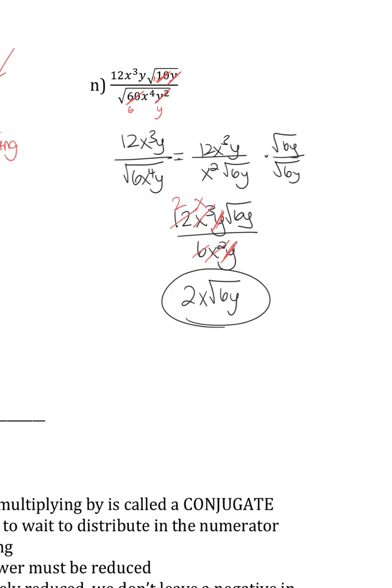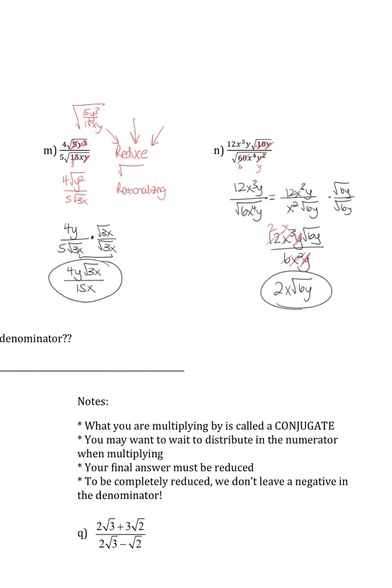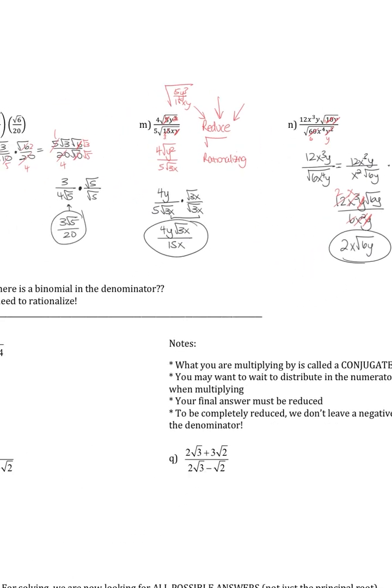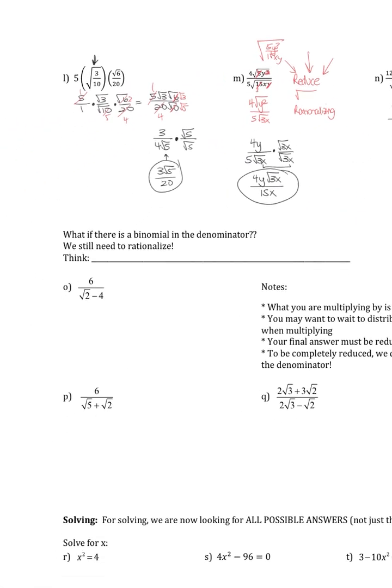All right, so that's all division, and specifically division when there's a single term or a monomial in the denominator. And so the next question is, what if there is a binomial in the denominator? So notice in the next 3 examples, there's 2 terms in the denominator.